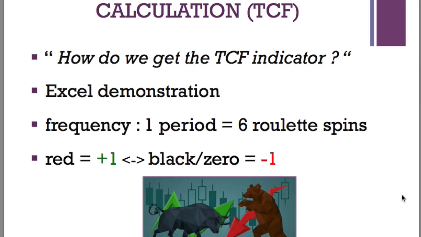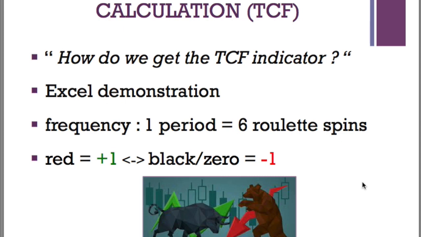And so the calculation of the trend continuation factor, how do we get the TCF indicator? Now I immediately will demonstrate this in Excel. And just like you have the 1 month chart, 1 week chart, 1 minute chart, 1 day chart, you will see the 6 spins chart. And so one period will consist of 6 roulette spins, and that's the frequency.